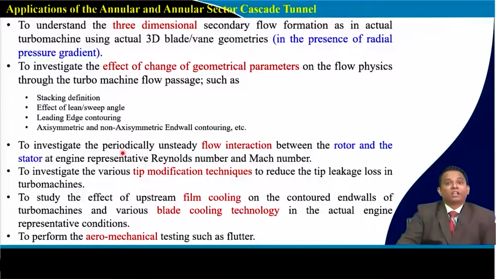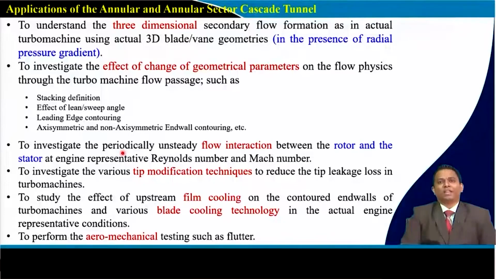We can study the tip shape modification. We can go with cooling study. We can also do aeromechanical study. So overall, if we look at this, cascade tunnels are of great importance.